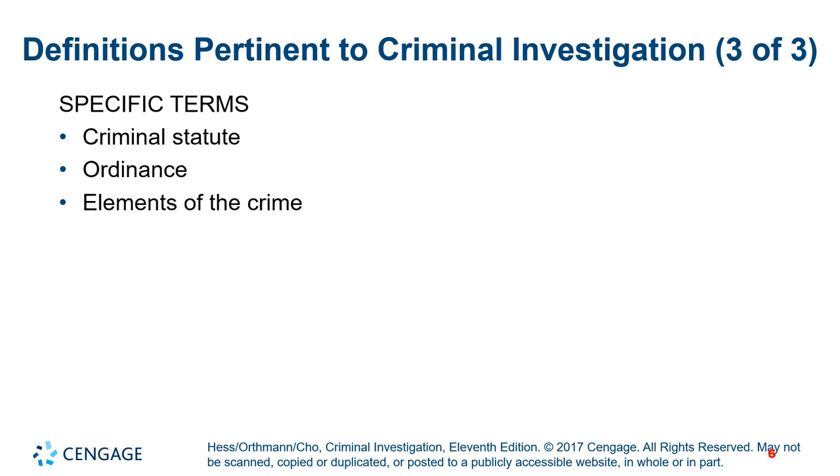You have criminal statute, which means that most criminal laws are established by statute, which is to say that all laws are enacted by a legislature. An ordinance is a piece of legislation enacted by a municipal authority, like a city banning smoking in restaurants, for instance. And then you have the elements of the crime. Those are all the things that make up the crime as a whole.